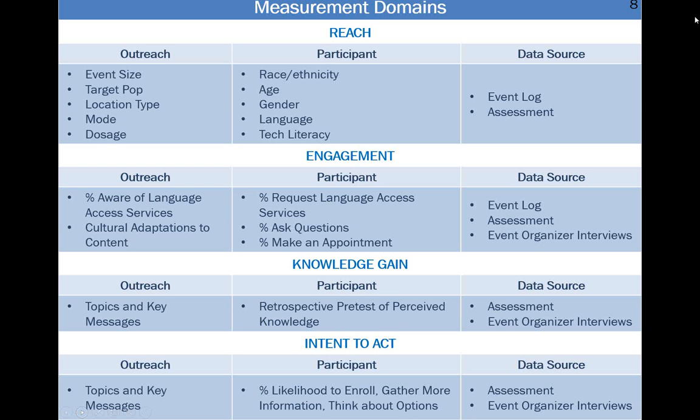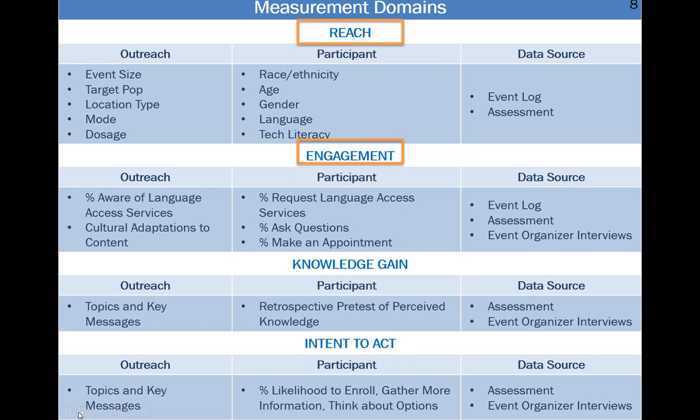This exercise required that we clearly define what it meant for the outreach and education event to be effective. We then developed our measurement domains based on the Kirkpatrick 4-level training evaluation model: reaction, learning, behavior, and results. This model emphasizes the importance of knowledge gain as a precursor to behavior change. So, measure domains related to perceived knowledge gain and intent to take action. Starting here at the top, you'll see we looked at event reach and engagement as indicators.